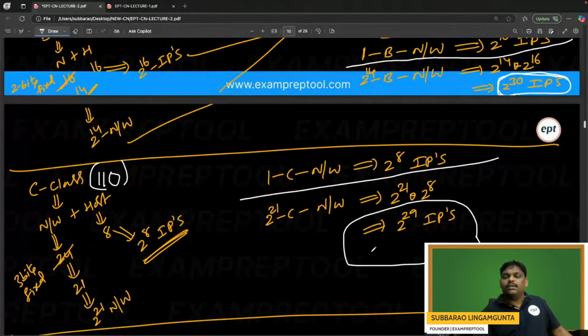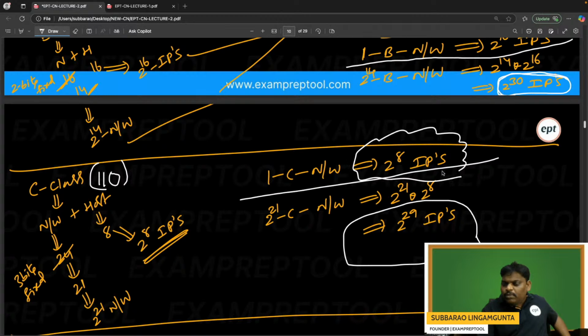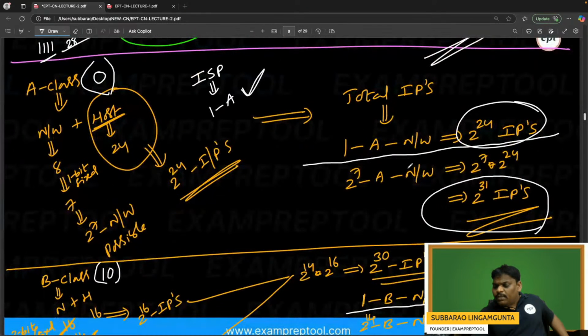In class C, one class C network has 2 power 8 IPs only. 2 power 8 means 256. If you buy one class C network, only 256 people you can accommodate. So in your company, fewer employees means you want fewer IPs. If you want fewer IPs, go to class C. If you want more IPs, go to class A.